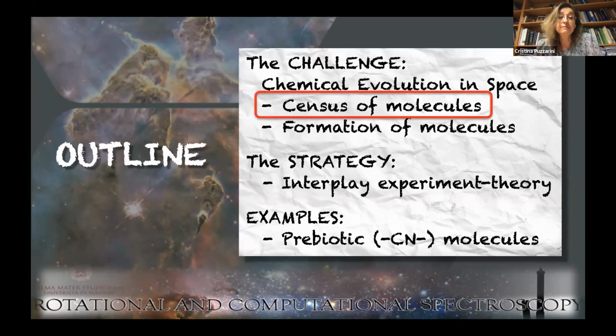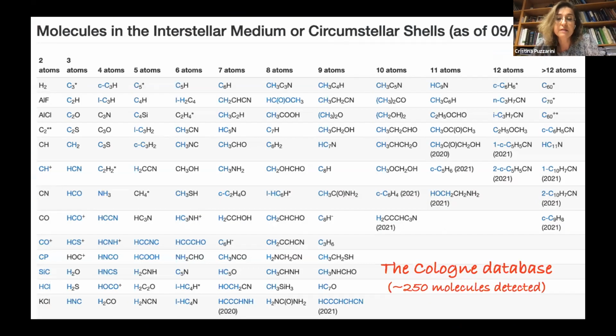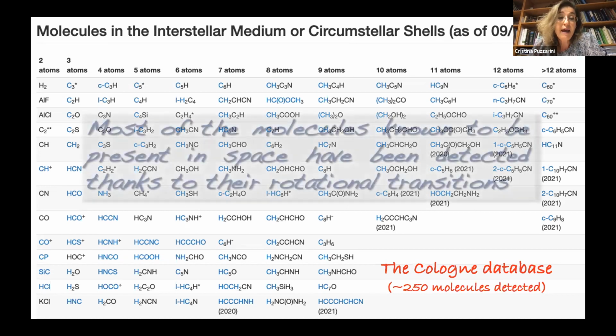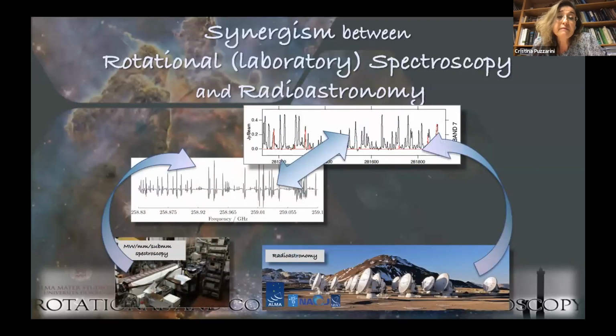Let's start from the detection of new molecules in space. This is something that we all know nowadays, especially thanks to the huge number of detections this year. The number of molecules is around 250, and they are, as you well know, well documented in the Cologne database. And also we know that most of these molecules, probably 80%, have been detected thanks to their rotational fingerprints, so their rotational transitions. So they were detected thanks to what I mentioned before, this synergy between rotational laboratory spectroscopy and radioastronomy.